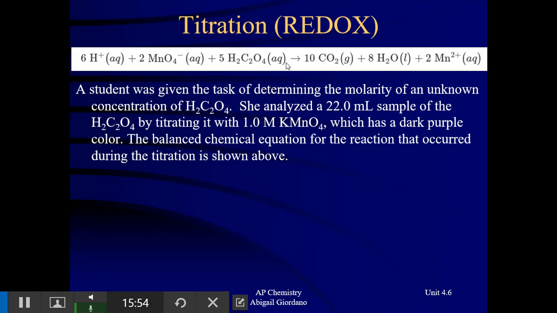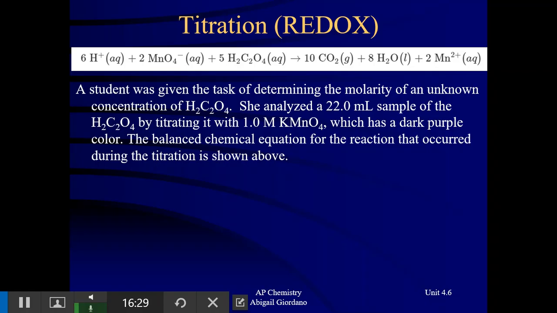Now, titrations do not have to always be acid-base related. They can also be redox related. And remember, redox just means reduction, oxidation. Elements are changing their oxidation states. They're maybe going from +2 on the reactant side to +3 on the product side. Some element is being oxidized while another element is being reduced.